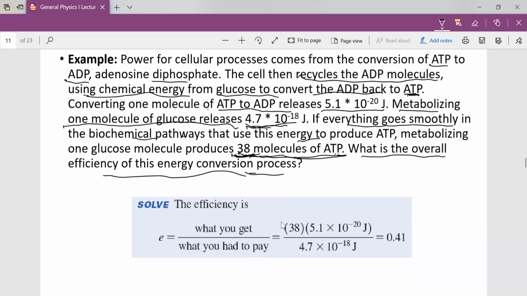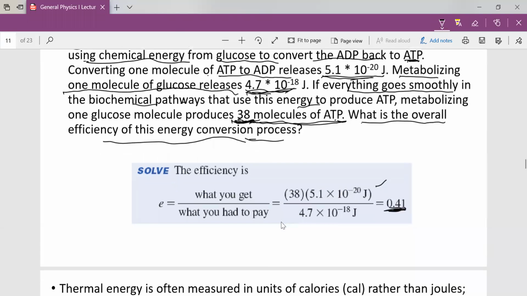The output tells us that we'll have 38 molecules of ATP, and the energy released during the conversion process is 5.1 times 10 raised to the power minus 28 joules. So this makes up what we get, and what we have put in is the 4.7. Applying the equation of efficiency, we see that this person we saw in the first image actually used up 41% of the food they ate.